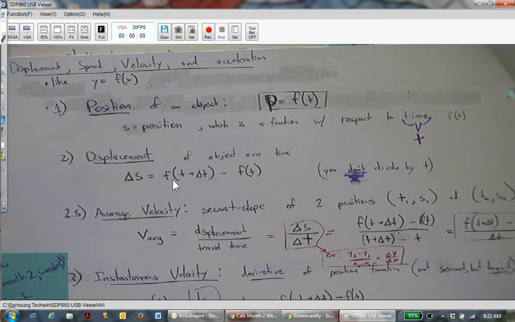The change, right? So if you want to look at it another way, it's the change from one time to the other time. This is like the function at one time, subtract it from the position at another time. That's it.